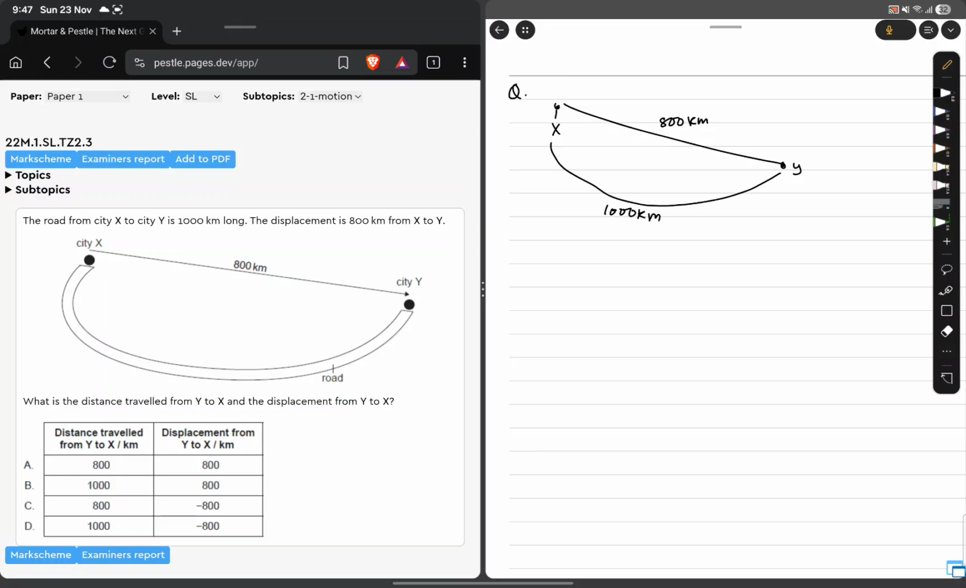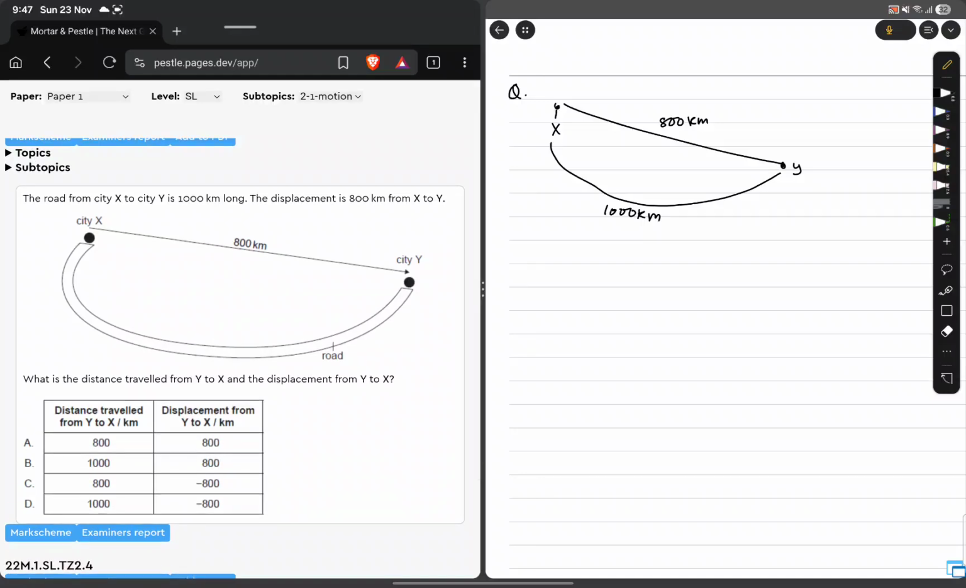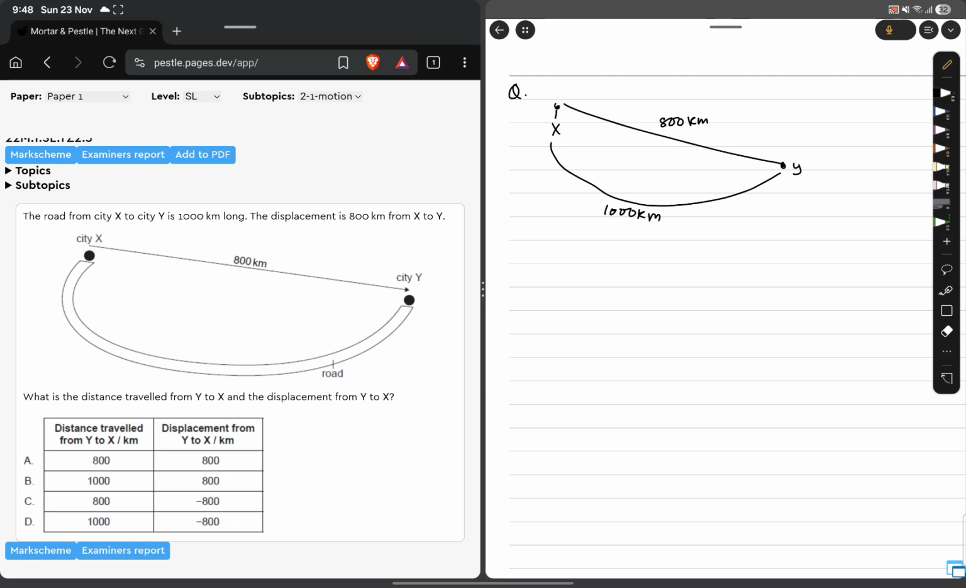What is the distance traveled from Y to X and the displacement from Y to X? This might be one of the easiest questions of all time. The distance is obviously going to be 1,000 because this is the road. You can't really fly over there if there isn't a road.